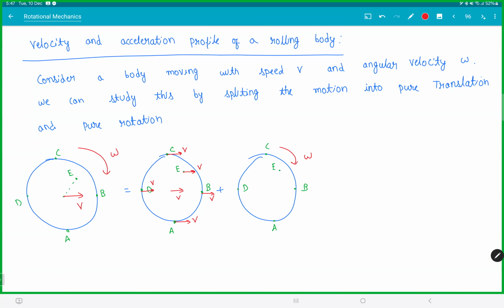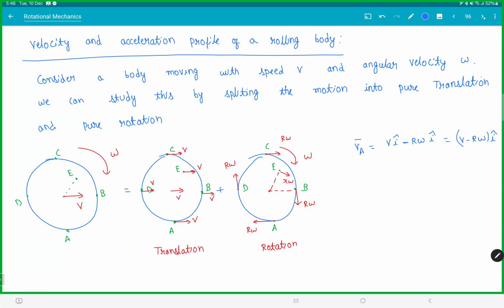In the second case, when you have pure rotation, everyone is rotating about the center. So in this case, it goes in a tangent, which is r omega. This is going backward with r omega. This is going with r omega. This is going with r omega. This is going with some x omega. Now, if someone asks you to find the velocity of the points, this is what you do. You get the velocity from translation, v i cap. You get the velocity from rotation, minus r omega i cap. That will be v minus r omega i cap.